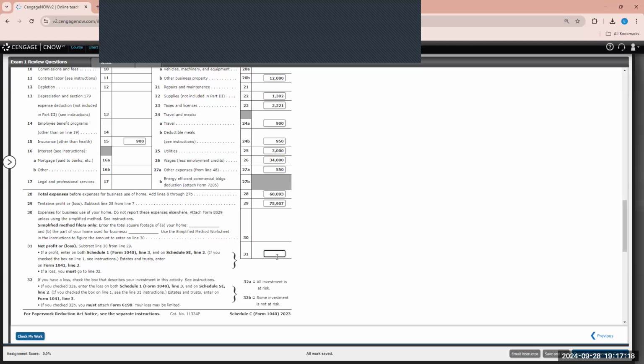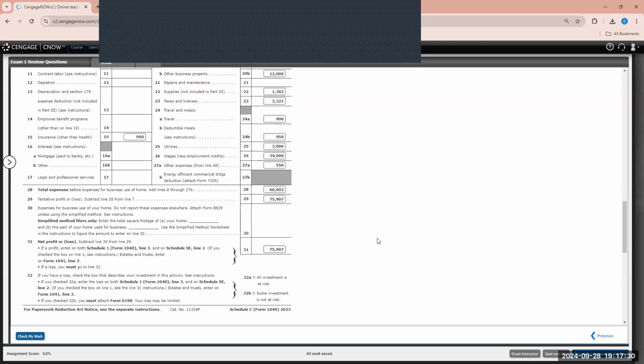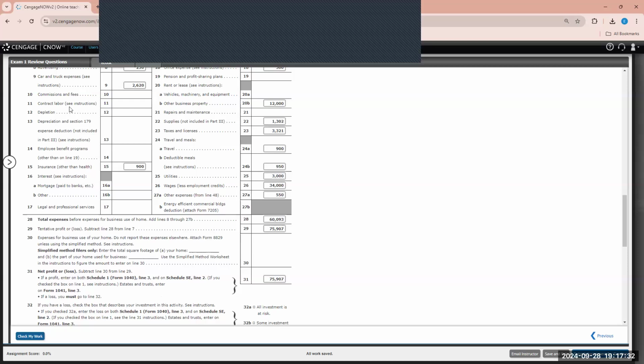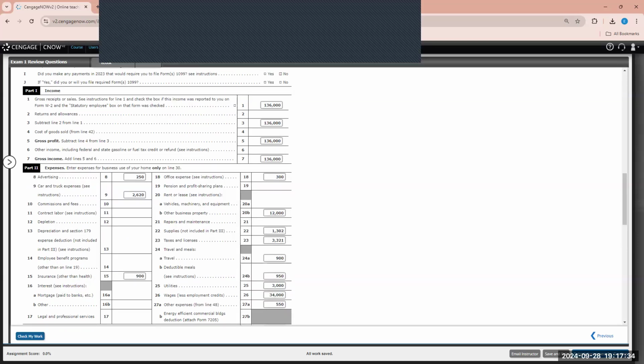Our net profit is $75,907. And as we see, we have net profit. This amount would be transferred to Schedule 1, Form 1040, line 3, and on Schedule SE, line 2. So this brings us to the end of the exam review questions for Chapter 1, which covers the individual income tax return, Chapter 2, which covers gross income exclusions, and Chapter 3, which covers business income and expenses.